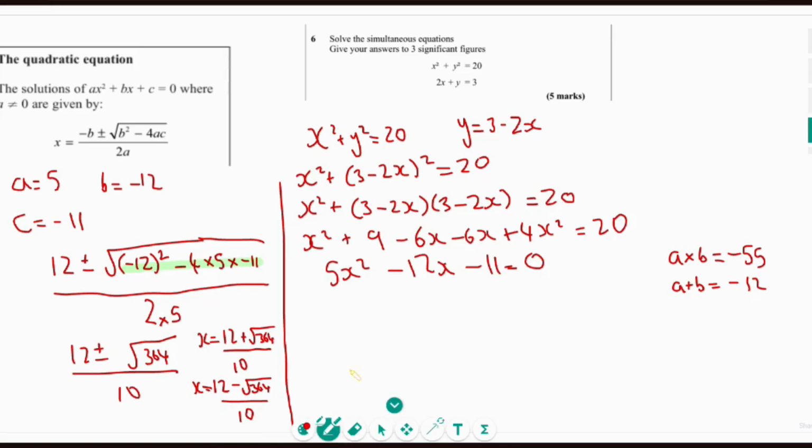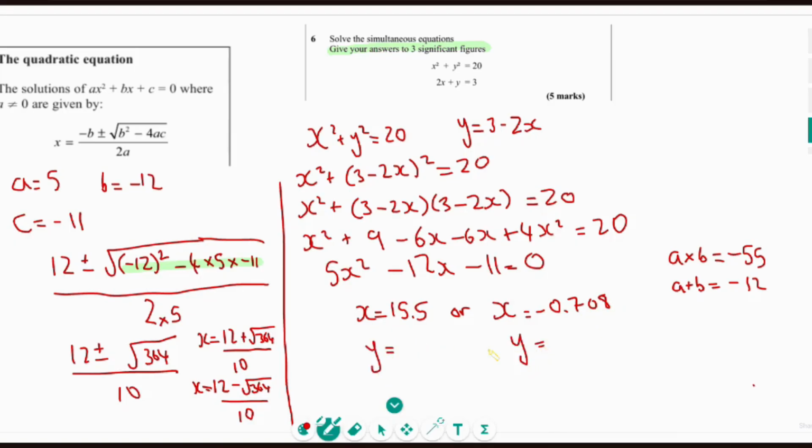Oh, I hadn't even noticed this. So if I'd read the question, seen give your answer to 3 significant figures, I would have realised it's got to be the formula. 12 plus root 364 all over 10 is 15.5 to 3 significant figures. And then 12 minus root 364 all over 10 is minus 0.708 to three significant figures.